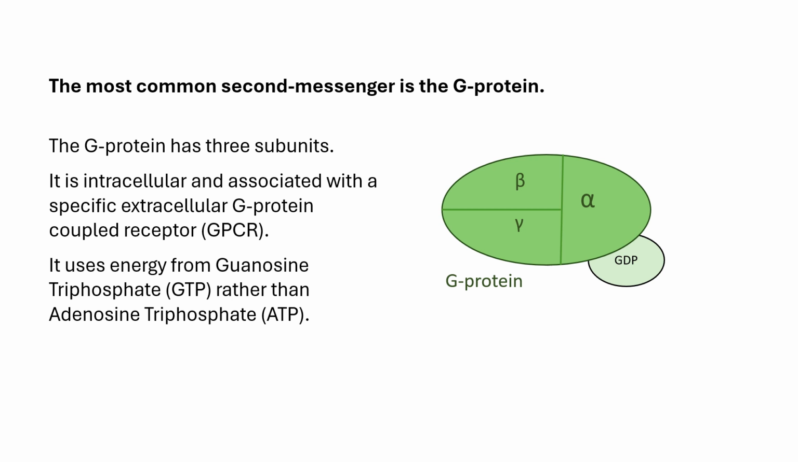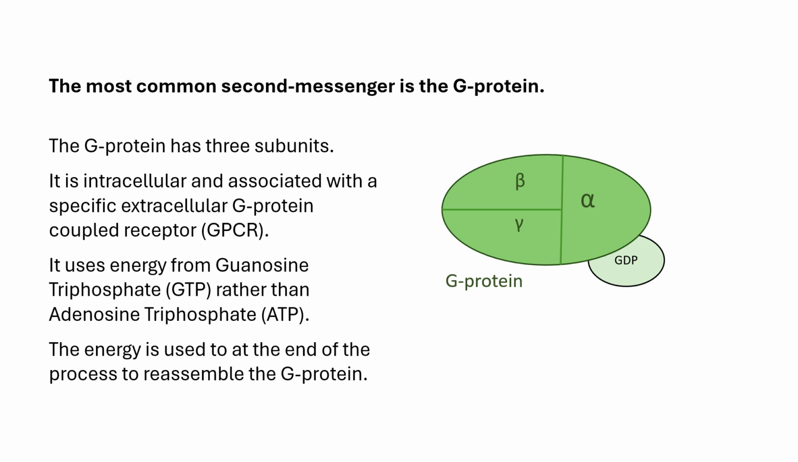The G protein uses energy from something called guanosine triphosphate, GTP. You may be aware of ATP, adenosine triphosphate, because that's usually the energy source that mechanisms use. However, the G protein uses GTP. And it doesn't use this really until the end of its process. So it uses it to reassemble the G protein, to come back together into those three subunits.